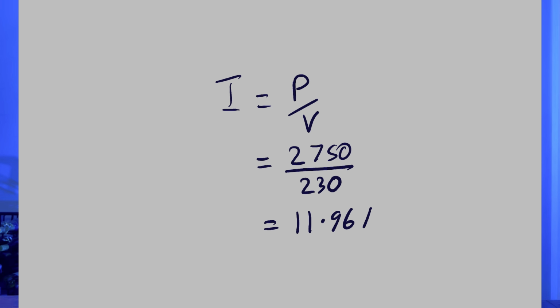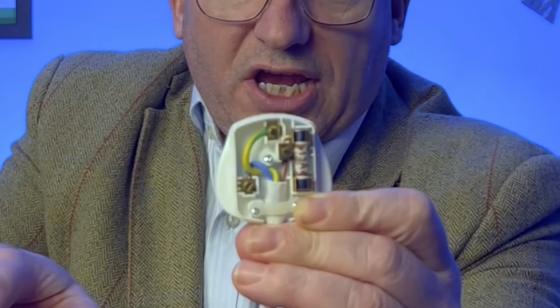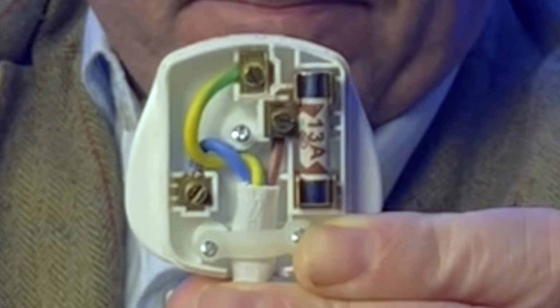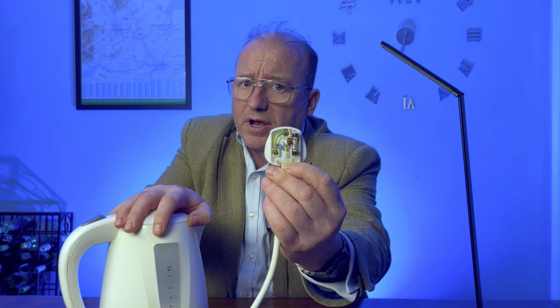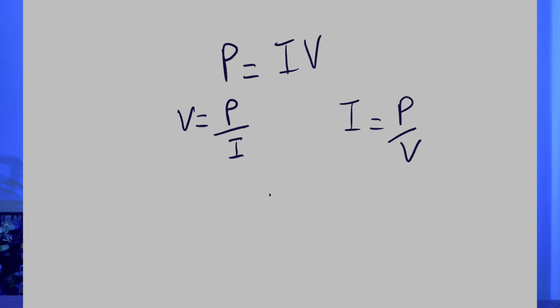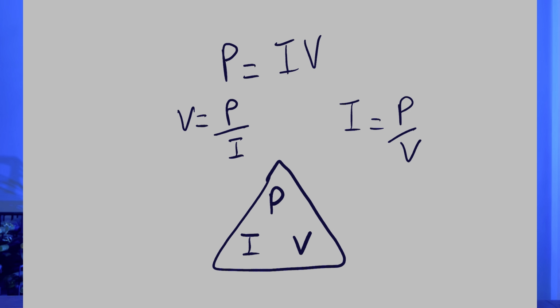So to work out the current, we do current equals power divided by voltage, which equals 2750 watts divided by 230 volts, which is about 12 amps. Funny enough, when I look inside the plug, you'll see there's a 13 amp fuse, which is just about right for this appliance. Here is the equation in its three forms, along with the triangle if you find that useful.